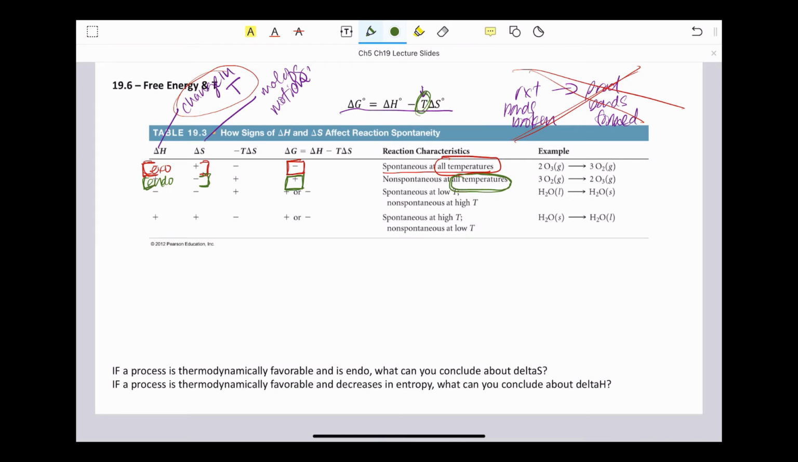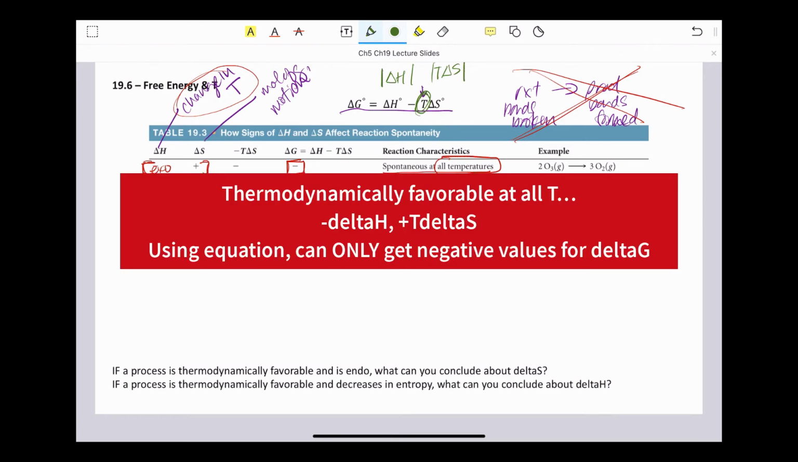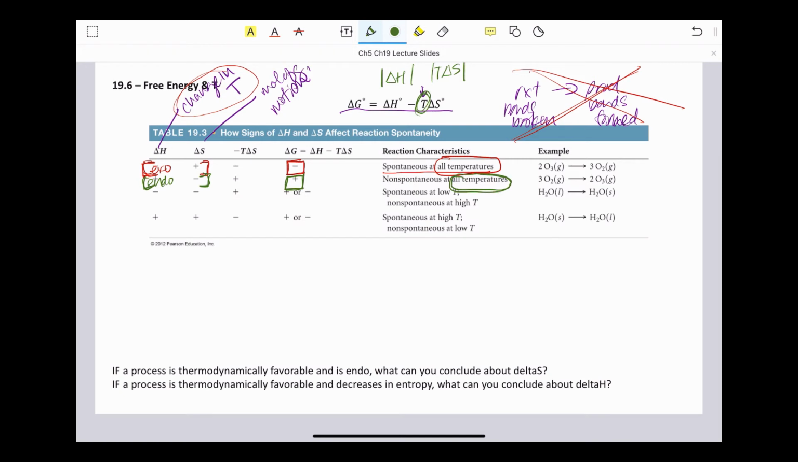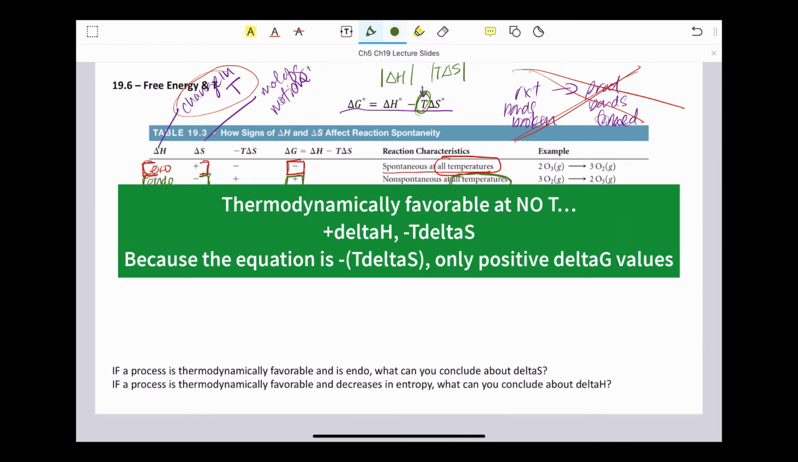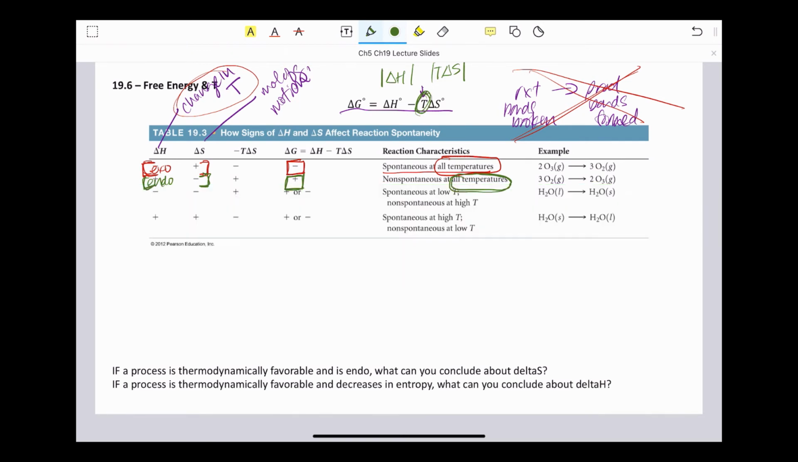And another way to think about that is sort of evaluating what the absolute values of my T delta S versus my H are. Does that make sense? Okay. Likewise for the green scenario, where we have endo and a negative delta S, there is no value of T that could make delta G be negative. Does that make sense? Okay.